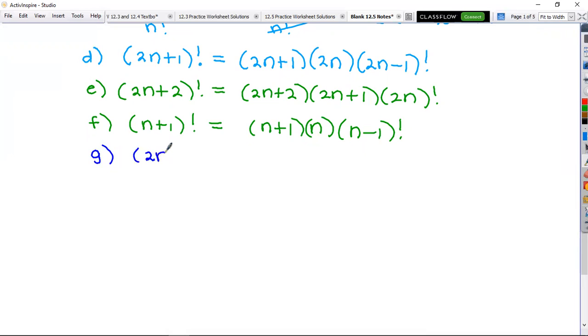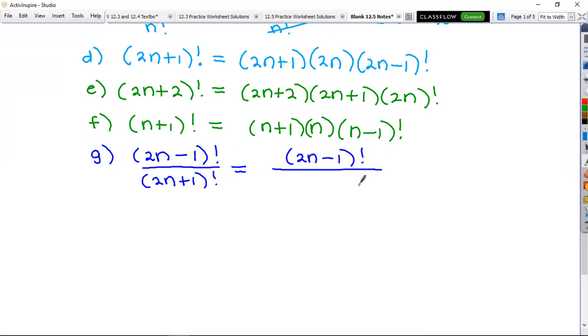So 2n minus 1 factorial, divided by, how about 2n plus 1 factorial? So again, my advice is start with the bigger one and try to get the top one to cancel. So that one I'm going to leave alone for a second, and I'm going to try to simplify the bottom. So if I have 2n plus 1 factorial, I would start with 2n plus 1. That doesn't help. Keep going. 2n. That doesn't help. How about one more? Does that help? Yep. And then that's what you're left with.